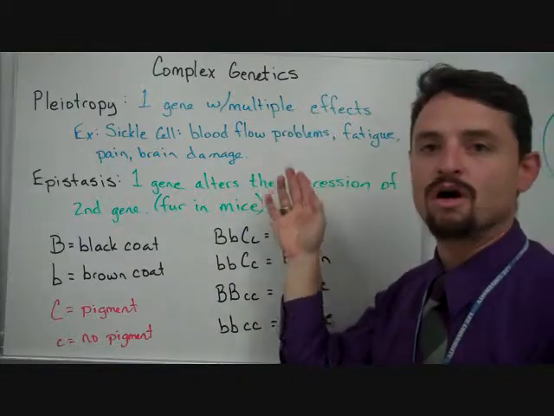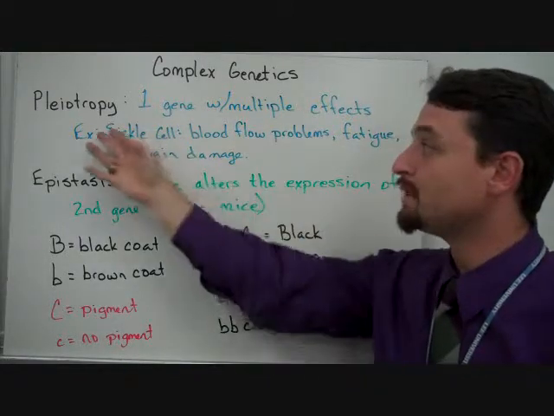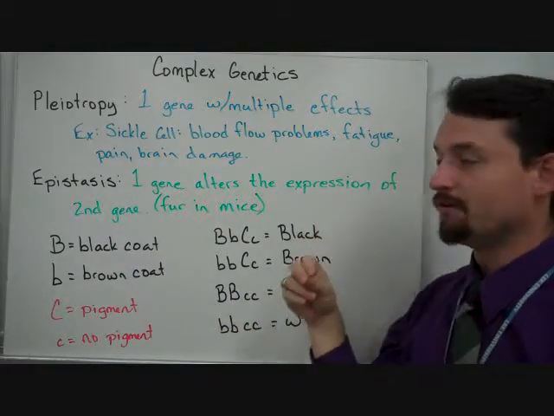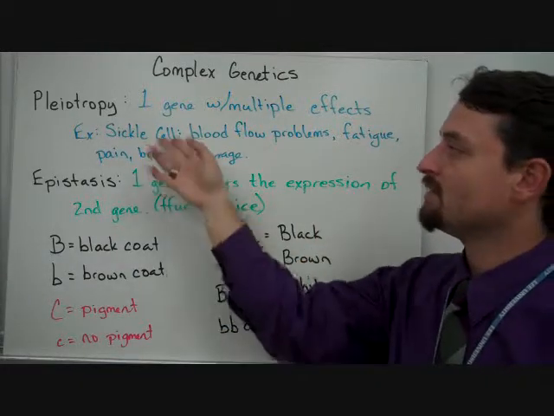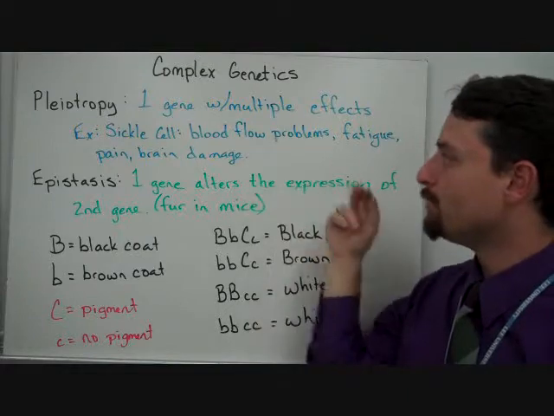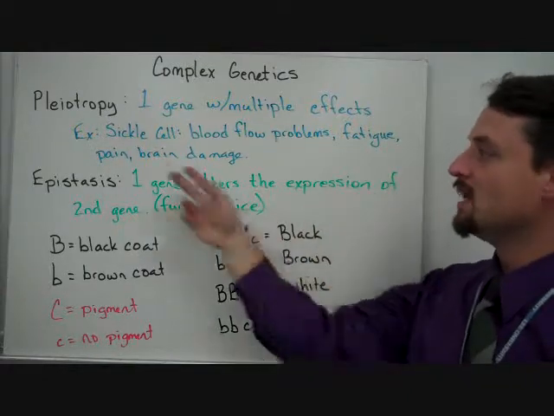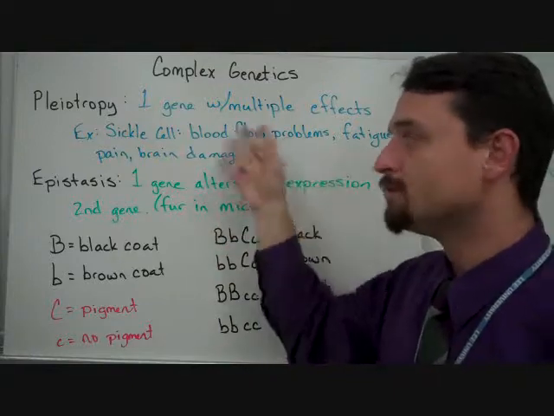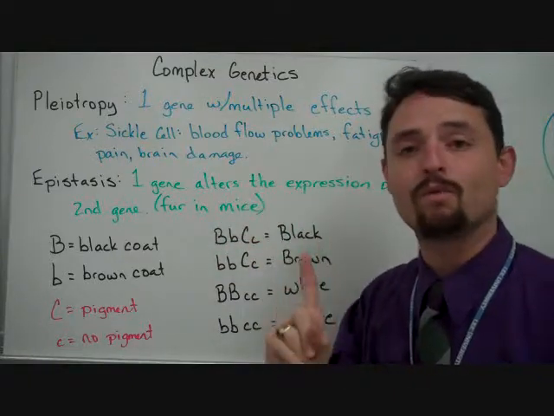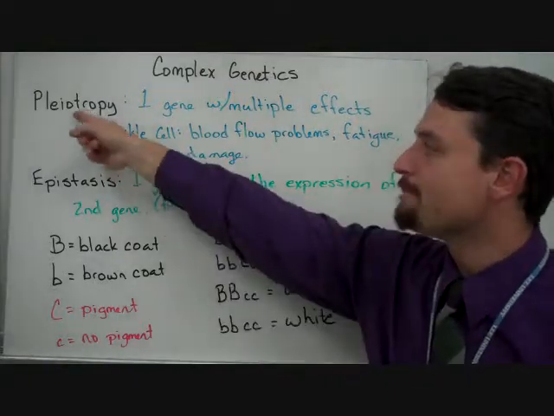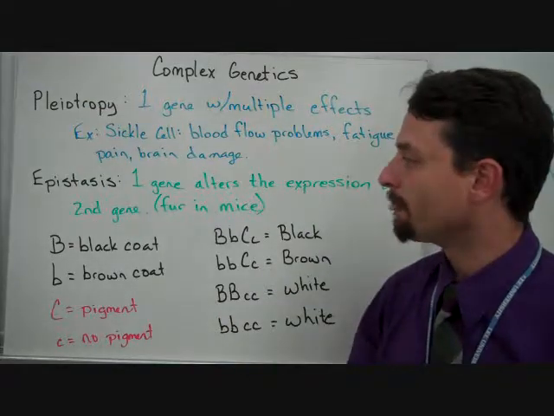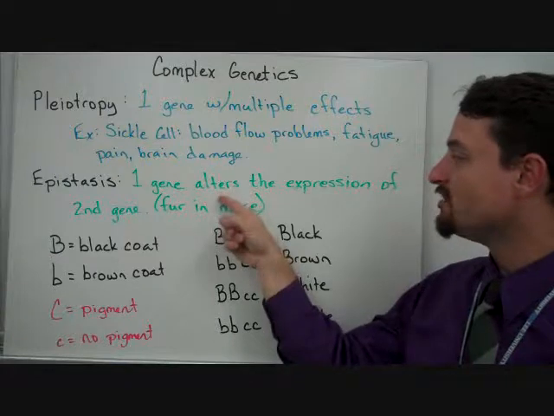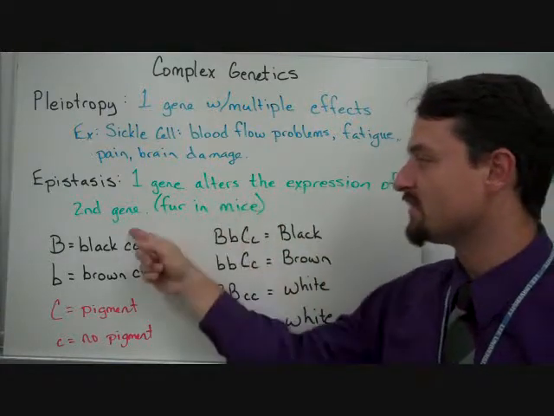Another type of complex genetics is pleiotropy. In pleiotropy, one gene has multiple effects. So, for instance, sickle cell anemia, you get blood flow problems, you get fatigue, you get pain, you get brain damage at times. There's multiple effects that are caused just by that one gene. So we call that pleiotropy. Another is epistasis. In epistasis, one gene alters the expression of a second gene.